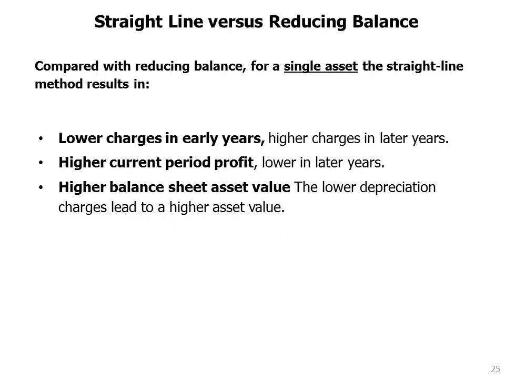Let's just review straight line versus reducing balance. So compared with reducing balance, this is for a single asset. The straight line method results in lower charges in the early years, higher charges in later years, higher current period profit in the early years, lower in the later years, and higher balance sheet asset values in the early years. The lower depreciation charge leads to a higher asset value.